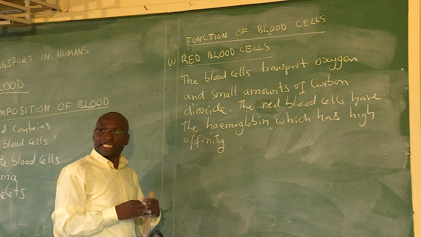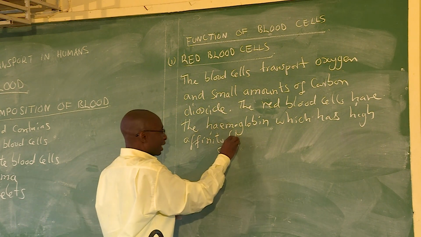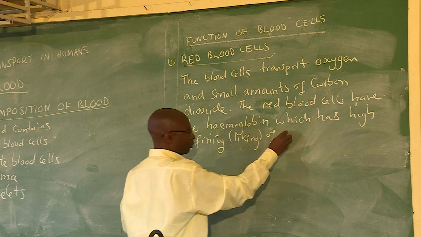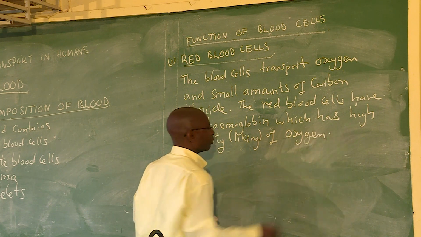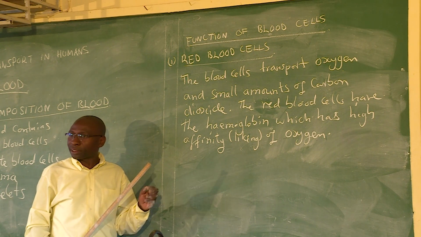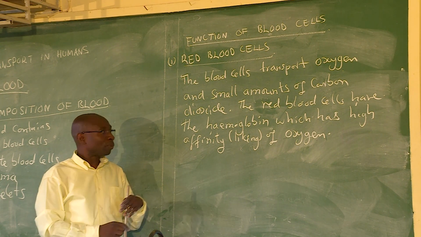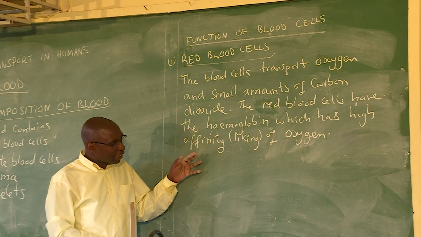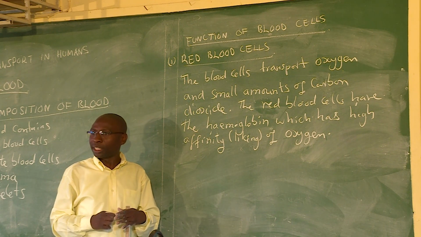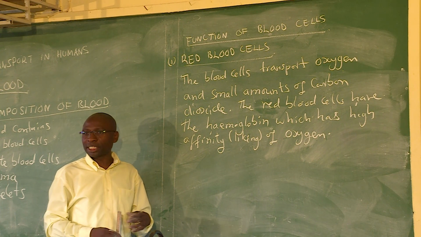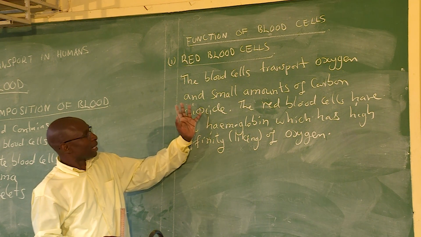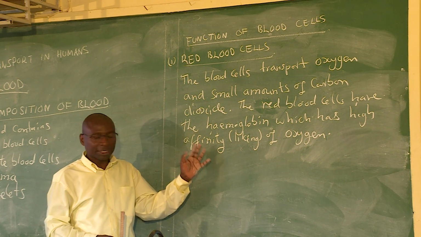The meaning of affinity is liking, yes. High affinity means liking of oxygen. Because of that, in the presence of oxygen, oxygen is going to bind to hemoglobin to form oxyhemoglobin, which is now going to be transported. Okay? So that's how red blood cells are able to transport oxygen.